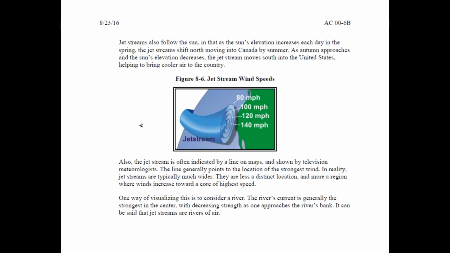Jet streams also follow the sun in that as the sun's elevation increases each day in the spring, the jet streams shift north, moving into Canada. By summer, as autumn approaches, the sun's elevation decreases. It's going back to the same thing in the winter. That's why the jet streams are a lot stronger. When we're in the warmer months, they actually move more northerly, and they always like to stay where the air is cooler.